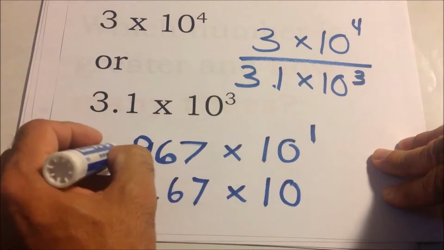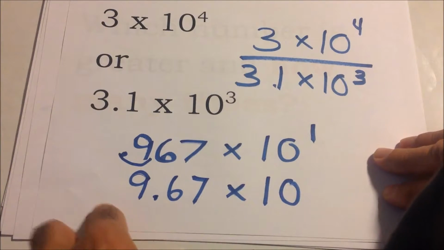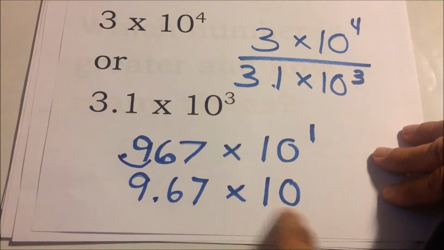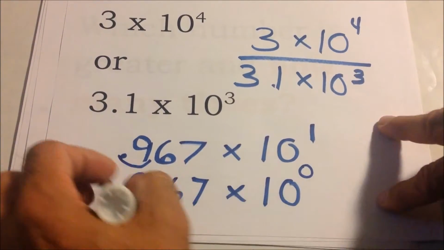Now, this is saying to go 1. But if we're already there, we don't have to go at all. We don't have to do anything. So what would the exponent be? 0. 0 means don't move it. So this would be the answer.